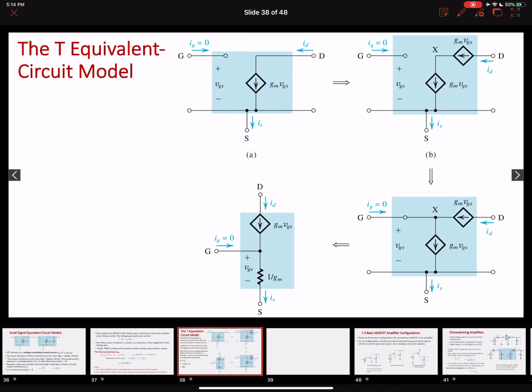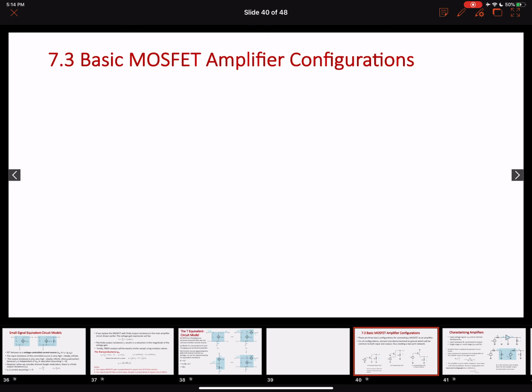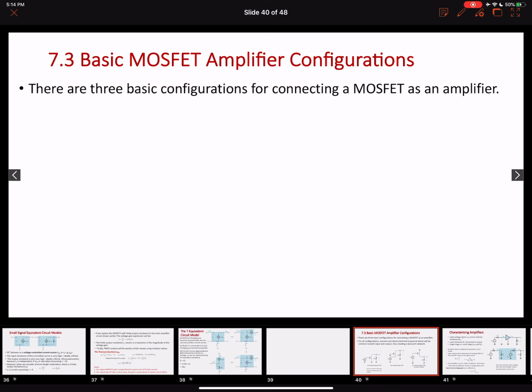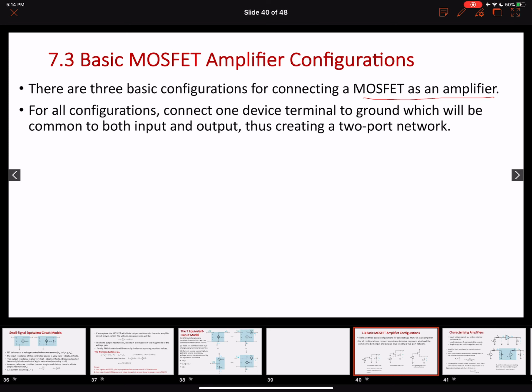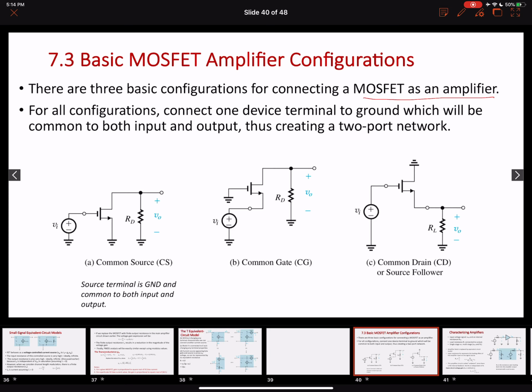we're going to see how we can use some of these models to solve different configurations of the amplifier circuits. So here are different configurations of the amplifiers. There are three basic configurations of using a MOSFET as an amplifier. The common thing about all three configurations is that the first thing we do is connect one of the three terminals, source, drain, or gate, to the ground, and we keep that as a common ground between input and output to make a two-port network. If we do that, we get these three basic configurations of the MOSFET amplifier.